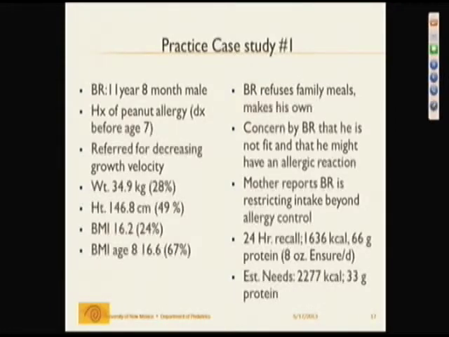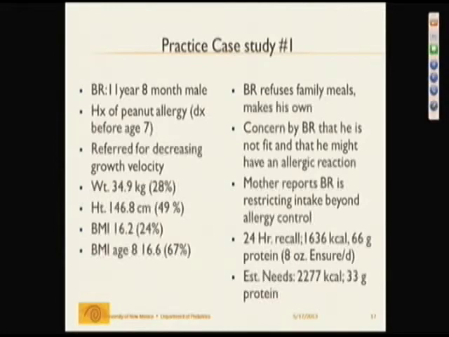In a brief 24-hour recall, that history revealed about 1,600 kilocalories of intake and 66 grams of protein, but he consumes as part of his 24-hour recall 8 ounces of Ensure a day. You estimate his needs to be around 2,300 calories and 33 grams of protein. So that's where we're starting from.